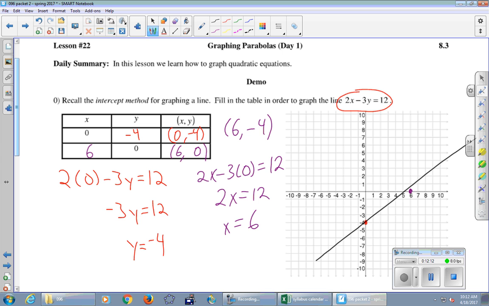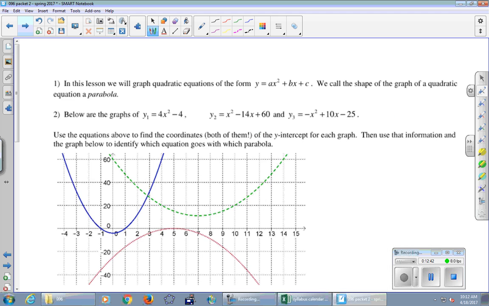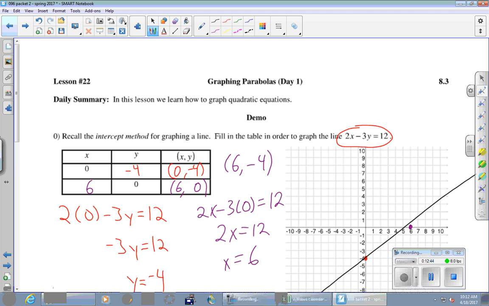Okay. So that was one way of graphing lines, just the two intercepts. And I'll say again, to find the y-intercept, you let x equal 0, and to find the x-intercept, you let y equal 0. That was true with lines, and in fact, it's true with anything. And so today we're going to be graphing more complicated things called parabolas. They'll be curvy, but the way to find x and y-intercepts is exactly this same technique, right? Let one letter equal 0, and then solve for the other letter. All right, so let me get rid of this thing here.